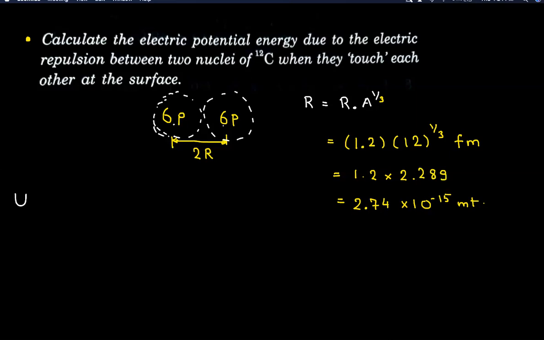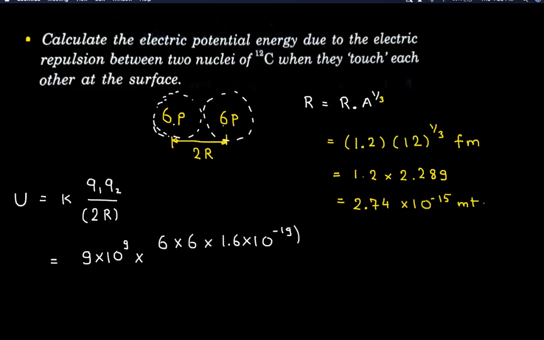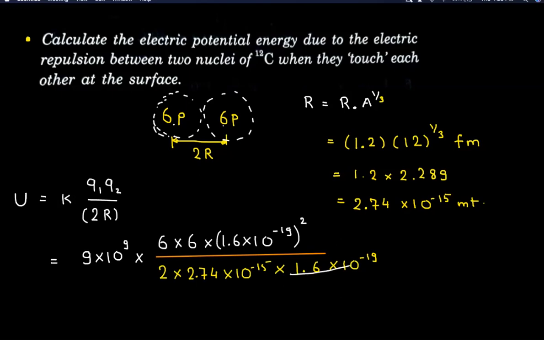What is the formula for potential energy that you can use? K times Q1 Q2 by 2R. K is 9×10^9. Q1 and Q2 both are 6 times the charge of a proton, which is 1.6×10^-19, whole square, actually. That divided by (2×2.74×10^-15). If you divide this by the charge of 1 electron, you'll get it in electron volts. Okay, so this and that will be gone. How much is it roughly in electron volts? Anybody got it?